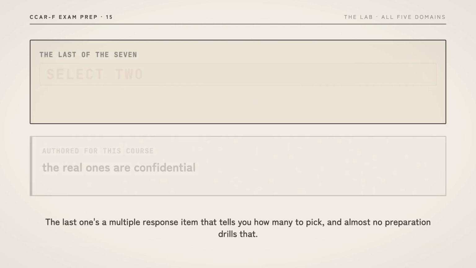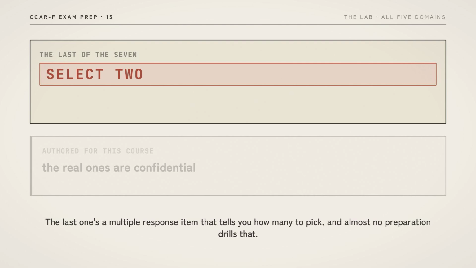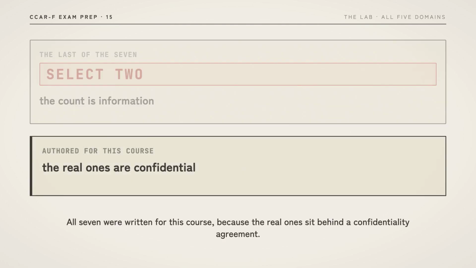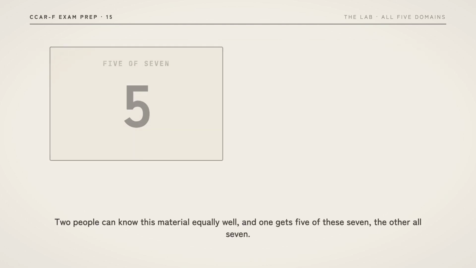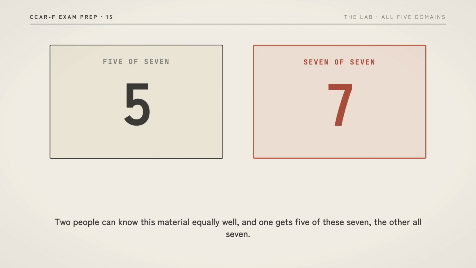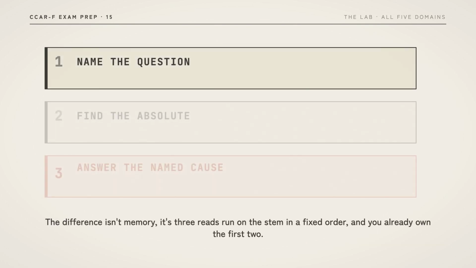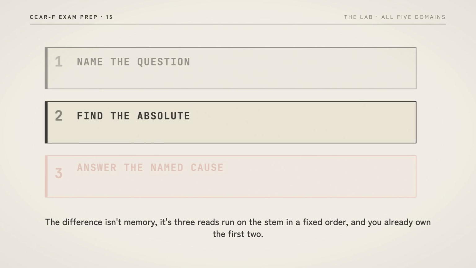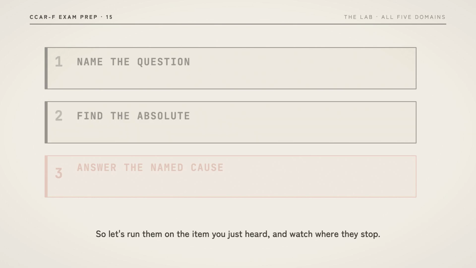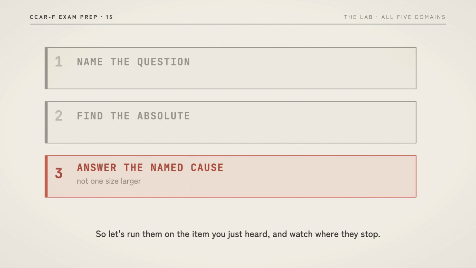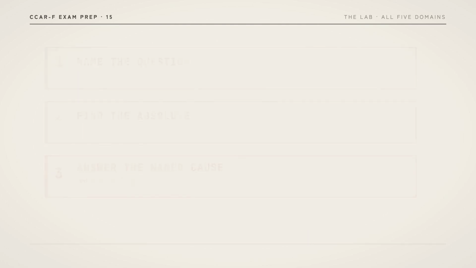The last one's a multiple response item that tells you how many to pick, and almost no preparation drills that. All 7 were written for this course, because the real ones sit behind a confidentiality agreement. 2 people can know this material equally well, and one gets 5 of these 7, the other all 7. The difference isn't memory, it's 3 reads run on the stem in a fixed order, and you already own the first 2. So let's run them on the item you just heard and watch where they stop.